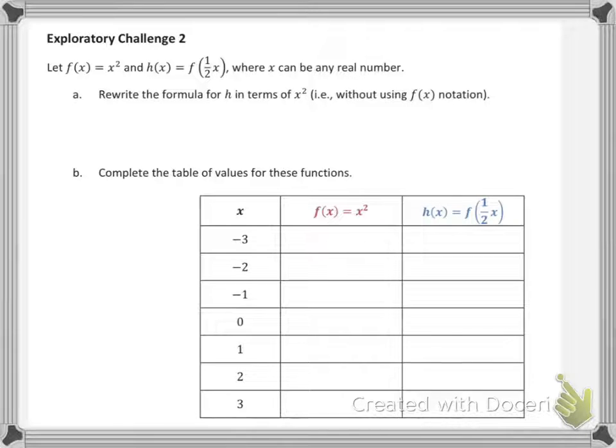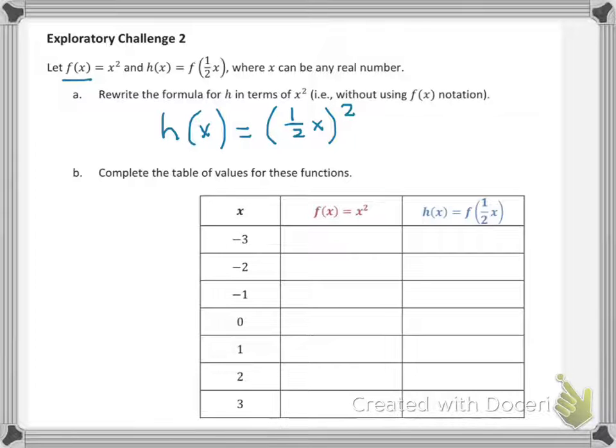Let f of x equal x squared again, and this time h of x is going to be f of 1/2 x, where x is any real number. And we're going to write a new equation so that we can write a formula in terms of x squared. Well, this would be h of x is equal to half of whatever f of x is. So half of x and then squared. 1/2 of x squared.